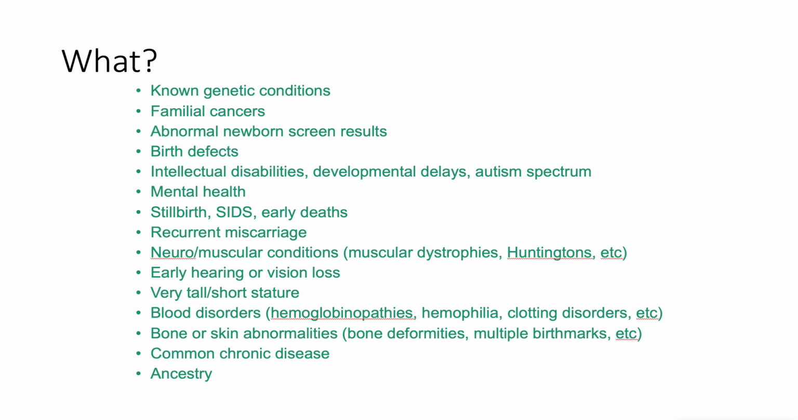Going into more detail, here are some more things you'd want to know about. Known genetic conditions, family cancers, abnormal newborn screening results, birth defects, intellectual disabilities, developmental delays, or individuals who have been diagnosed on the autism spectrum, mental health, stillbirth, sudden infant death and early death, recurrent miscarriage, neuromuscular conditions like muscular dystrophy or Huntington's chorea, early hearing or vision loss, very tall or very short stature, blood disorders like hemoglobinopathies, hemophilias, von Willebrand's, clotting disorders, and so forth, bone and skin abnormalities, deformities, peculiar birthmarks, common chronic disease, and their ancestry or their ethnicity.